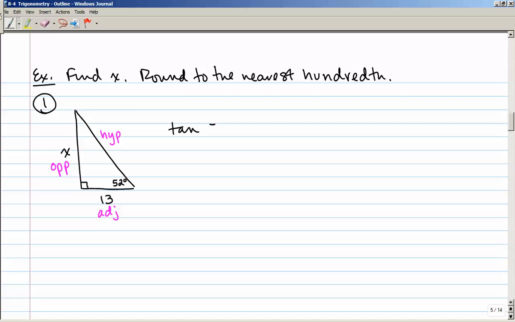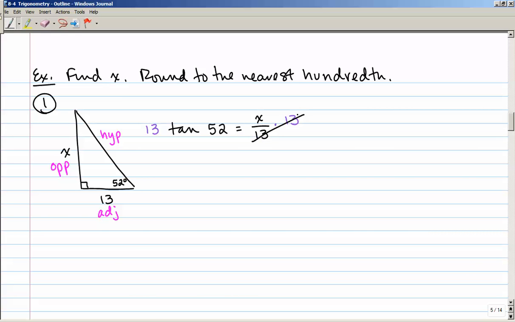So I'm going to say tangent of 52, and remember you always do sine, cosine, or tangent to the angle, and that's the opposite over the adjacent. So the tangent of this 52-degree angle is x over 13. Multiplying both sides by 13, because I'm trying to isolate the x, put the 13 out front. Don't put it after the 52, because when you put it in your calculator it might get a little confusing.